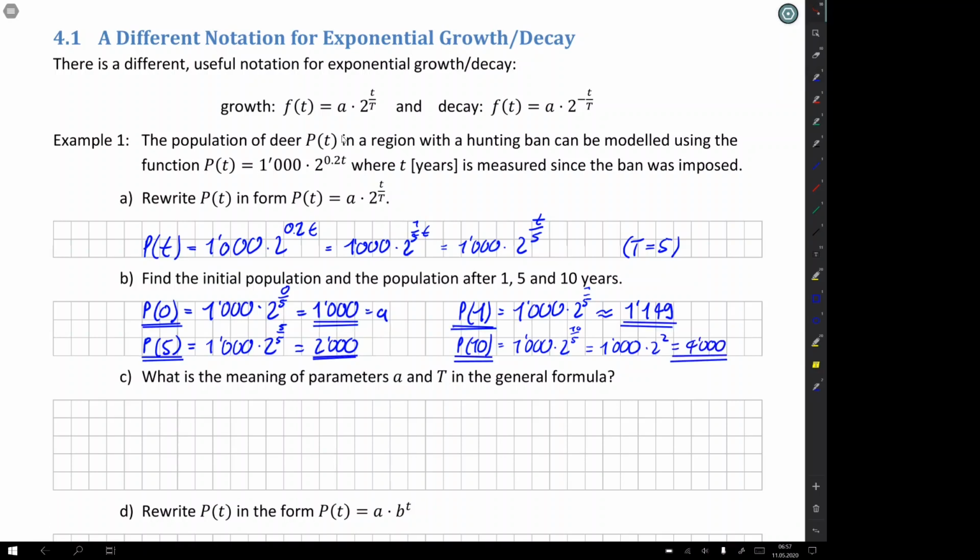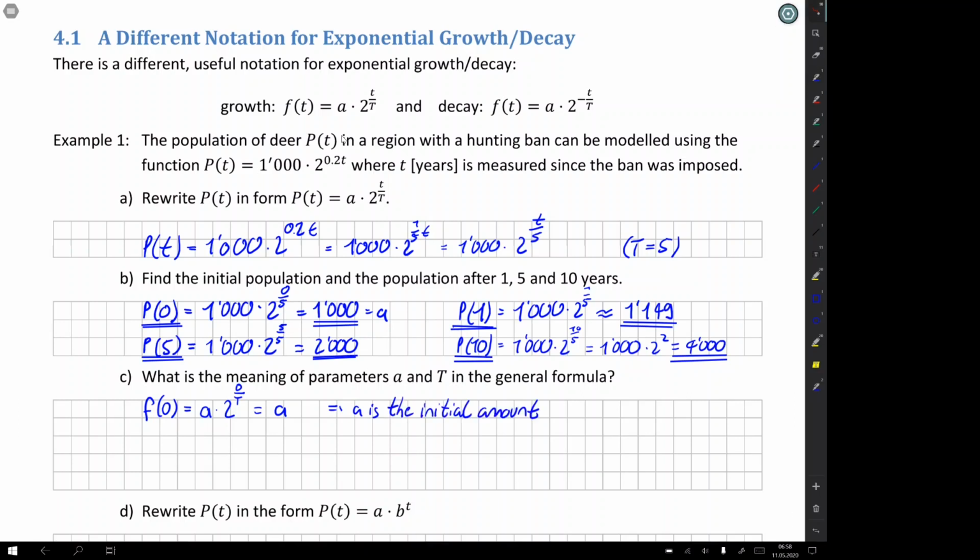What is the meaning of the parameter a in the general formula up here? Well, we have seen before P of 0 in our example is just the 1000, so the a, we suspect that f of 0, or that a corresponds to the initial amount. So let's look at f of 0 in the general formula, and we get a times 2 to the power of small t is the 0 divided by whatever the capital T is, and we get a, because 0 divided by something is also 0, so 2 to the power of 0 is 1. We get a here, so a is the initial amount.